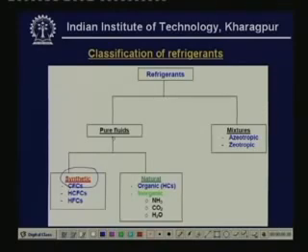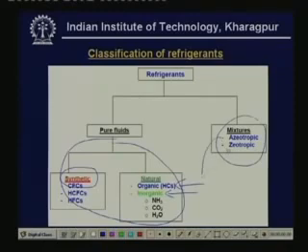Okay. You can also have natural refrigerants. Again, natural refrigerants can be organic, that means they are basically hydrocarbons, or inorganic. Inorganic means you have ammonia, carbon dioxide, water, sulfur dioxide, etc. Okay. So all these are pure fluids. Okay. Under mixtures, you have azeotropic mixtures and you have zeotropic mixtures. Okay. So this is how you can broadly classify refrigerants.